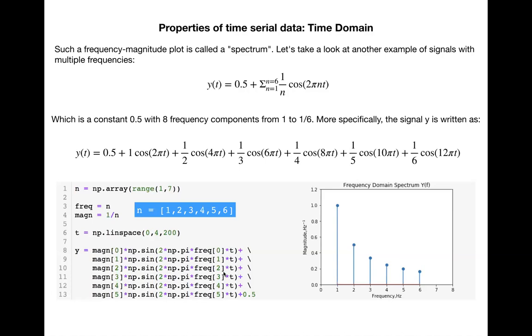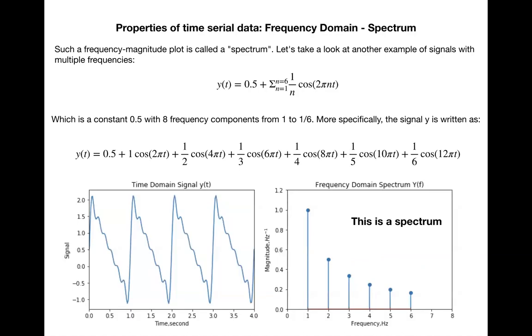Based on this idea, we plot each component's magnitude versus its frequency. You can see that at 1 hertz the magnitude is 1, at 2 hertz the magnitude is half, at 3 hertz it's 1/3, and all the way to 6. This is called a spectrum, right? If you compare the spectrum with the time domain signal, which is y(t) as a function of time, instead of giving you a sine wave or cosine wave alone, it shows something like a sawtooth variation.